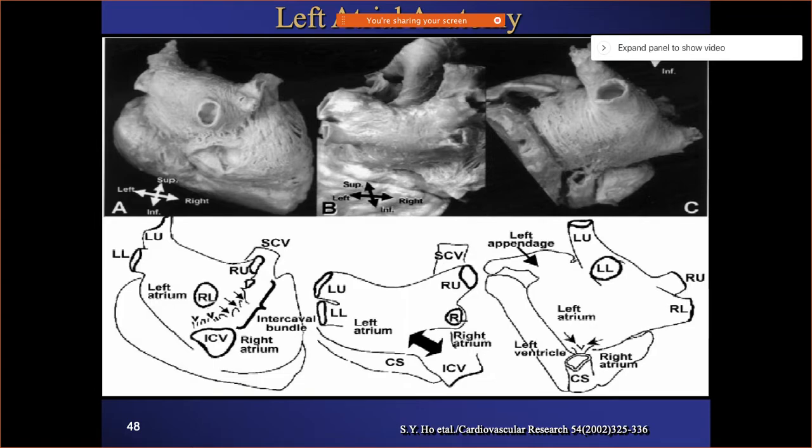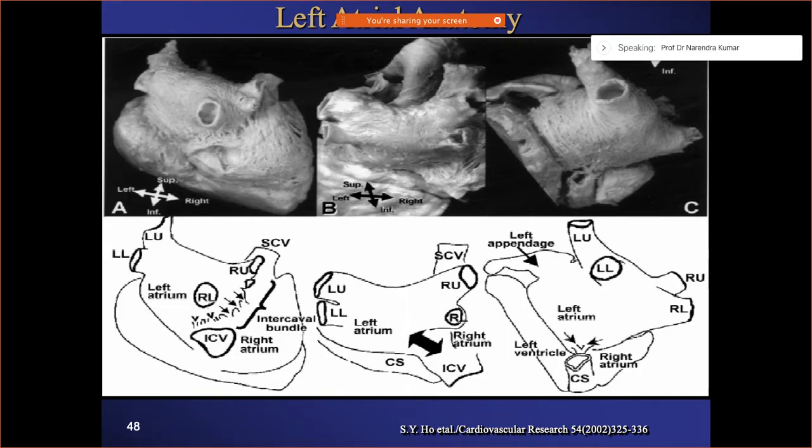Has anyone come across, did you all see anyone of you like AF ablation? Anyone has seen AF ablation or not? No? So no one has seen AF ablation.